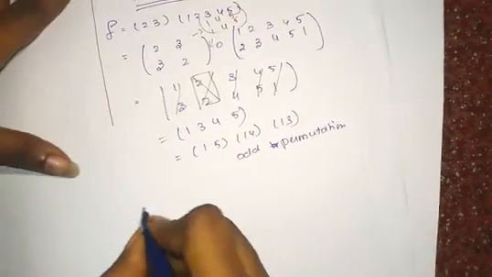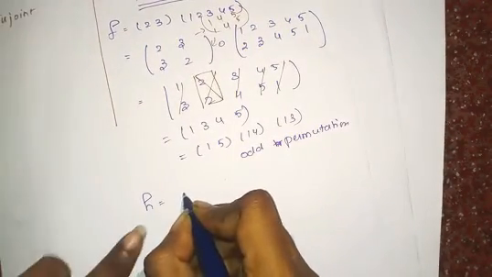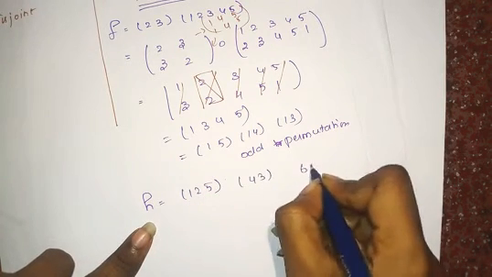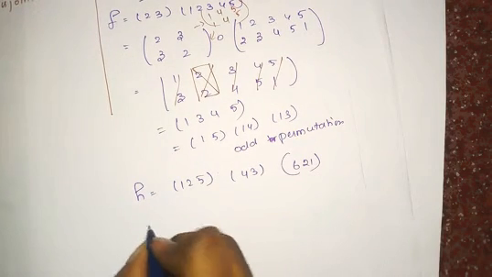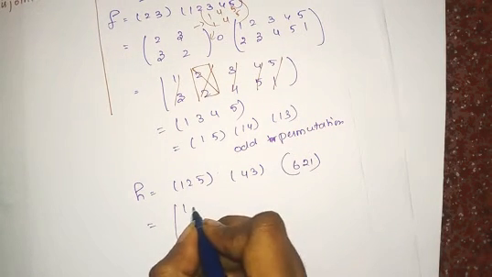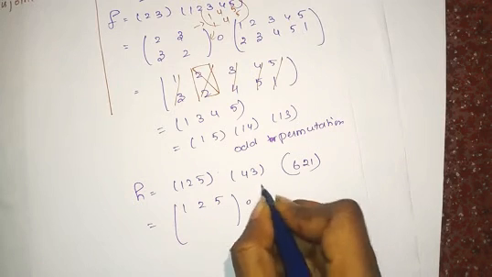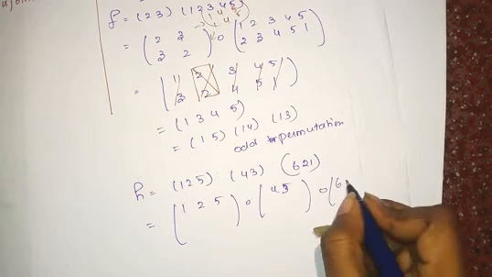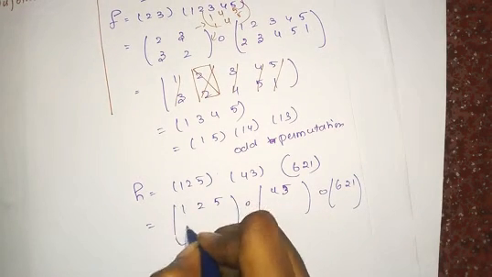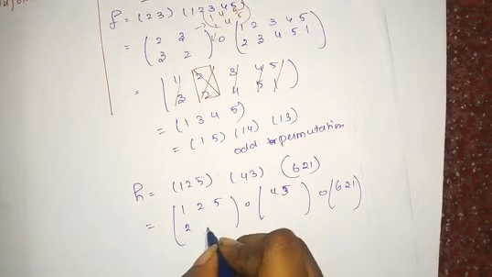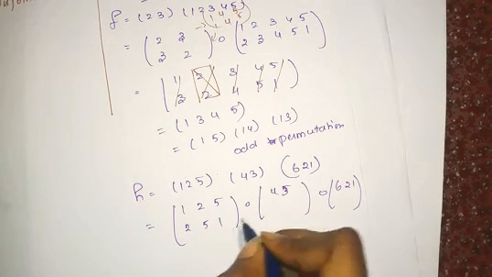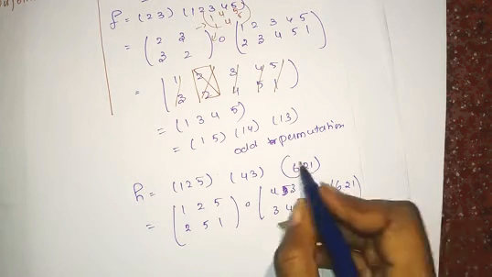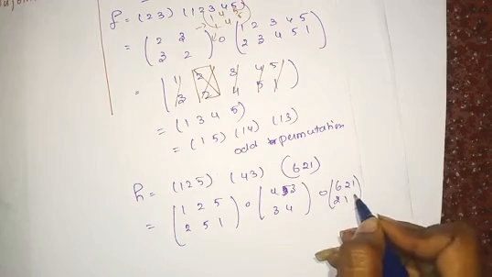Let me take one more example. h = (1, 2, 5)(4, 3)(6, 2, 1). Similarly, we will perform the composition of permutations. 1 is mapped to 2, 2 is mapped to 5, and 5 is mapped to 1. 4 to 3, 3 to 4. In the third bracket, 6 is mapped to 2, 2 to 1, 1 to 6.